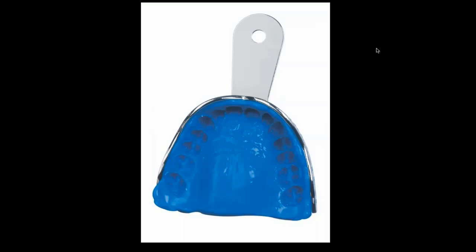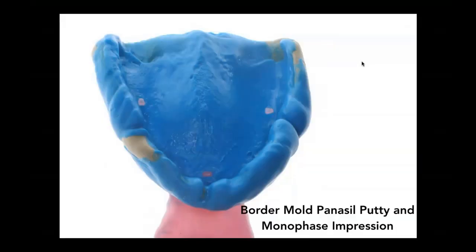And this is a typical diagnostic impression. So you can use this just like you can use Siljon. We had monophase before we had the alginate substitute material. Here's one of the impressions of a complete denture.